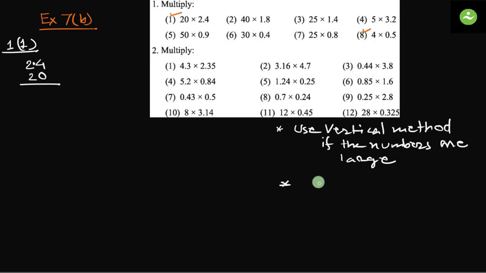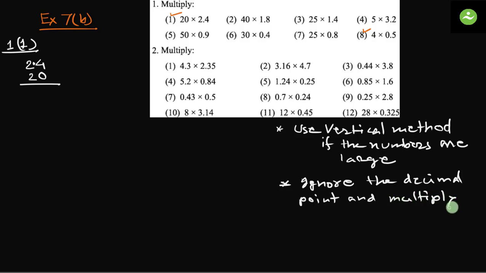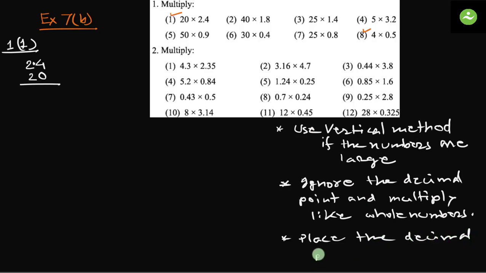And when we multiply, ignore the decimal point. Ignore the decimal point and multiply like whole numbers. Then place the decimal point in the result.